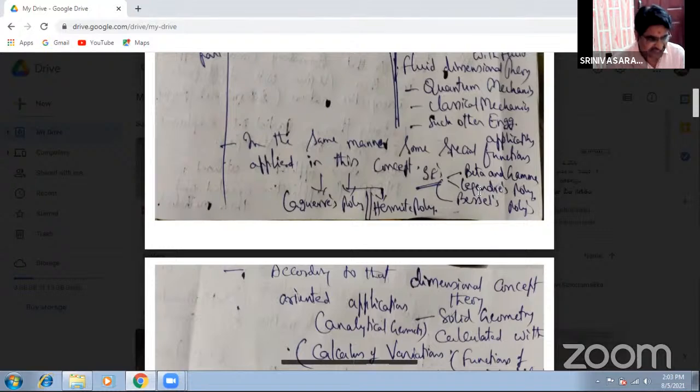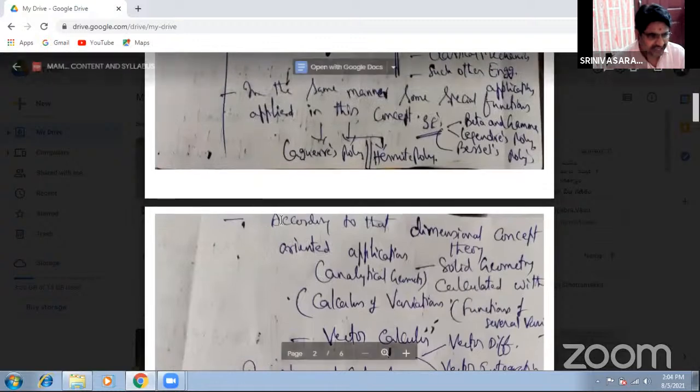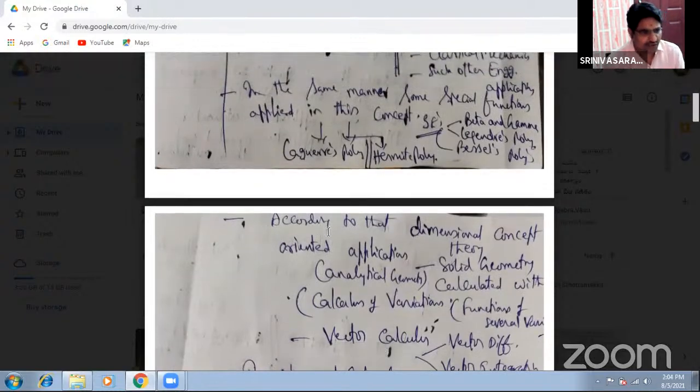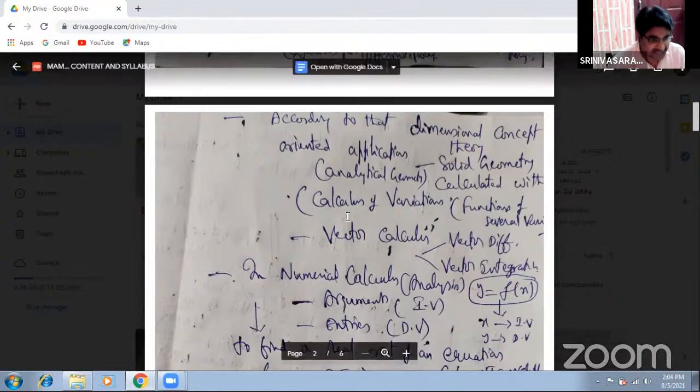And some other differential parts, the second order differential part and the higher order differential part, must also be explained. Legendre equation, Bessel equation, Lagrange polynomial, Hermite polynomial, Fourier expansions, and some other expansions also here. According to that, the dimensional concept theory is there, an oriented application. Now that is solid geometry. The geometrical concepts must be analyzed in a geometrically oriented way, taking hyperbolas and ellipses, with many more applications here. Those concepts must be derived.